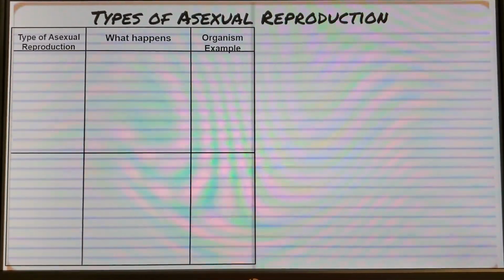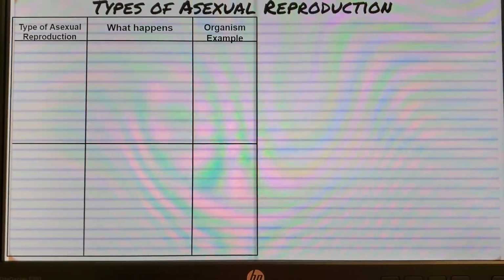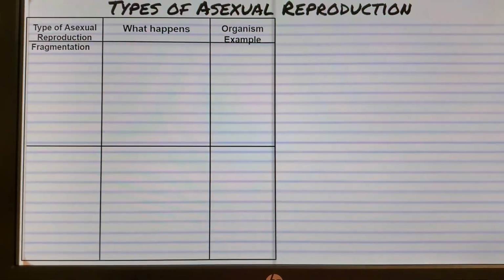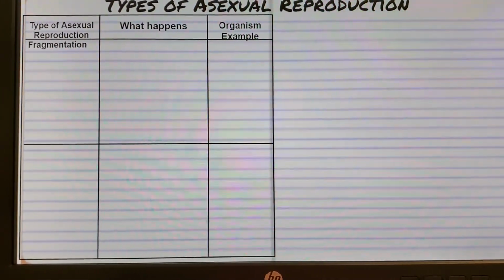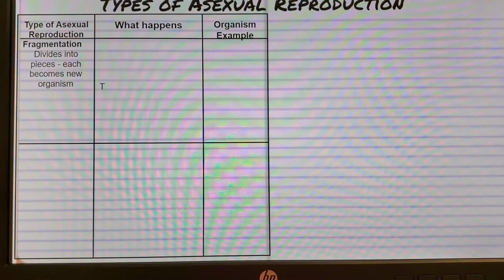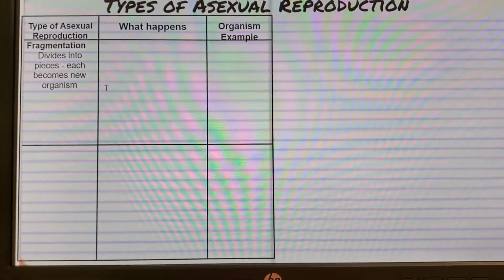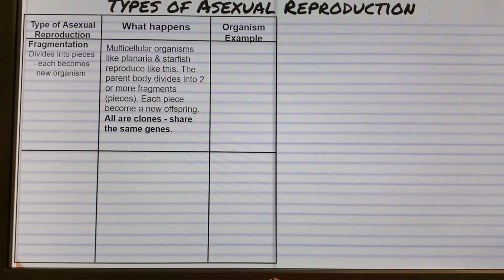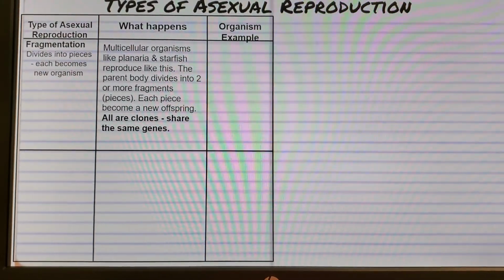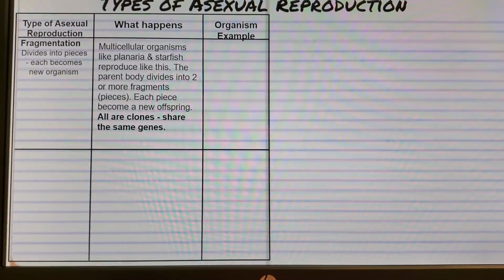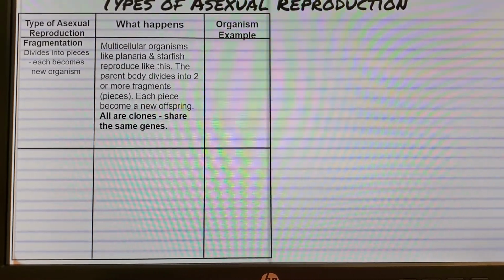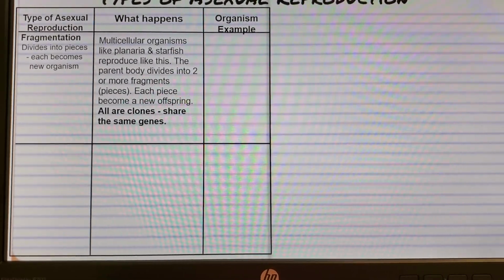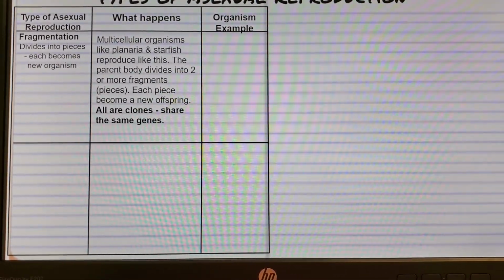Today we're going to continue talking about asexual reproduction, and we're going to look at two specific types of asexual reproduction. The first one is called fragmentation. In fragmentation, the original organism divides into pieces and each becomes a new organism. We see this not only in unicellular, but particularly in multicellular organisms, meaning they have many, many cells, like planarian and starfish. They can reproduce like this.